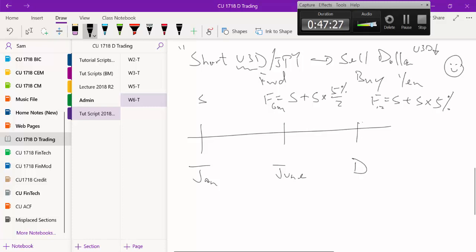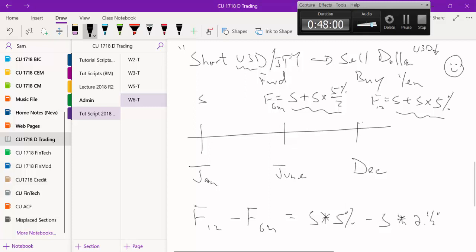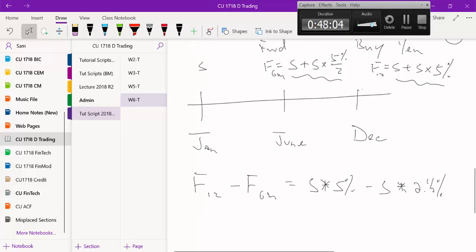Now, without actually putting any numbers to it, I already know that the difference between the 12-month contract and the 6-month contract, if you look at this and this, and you take one from the other, the S's will disappear. All you're going to get is S times 5% minus S times 2.5%. Now you see what I'm getting at in a moment, okay? So that is actually just S times 2.5%. Now notice I haven't even looked at what S actually is.